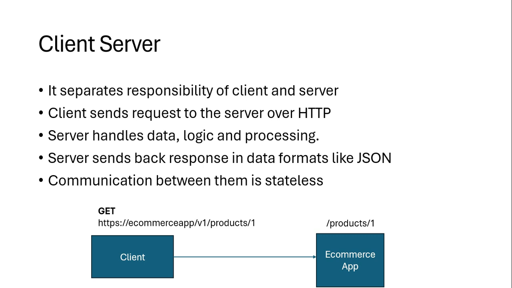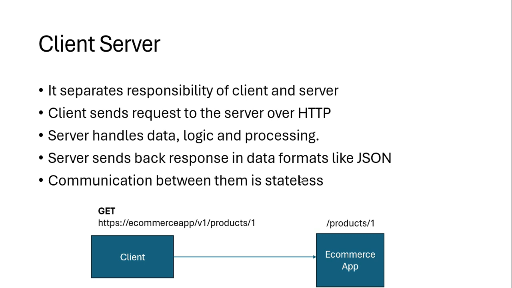Here, a third party app may want to get information from an e-commerce app. So this is a client and this is a server, and we have separation of responsibilities. The client sends the request to the server over the HTTP protocol. The server handles the data and logic, processing it, probably hitting the database and getting the data for you. After processing, it returns the response in JSON format.